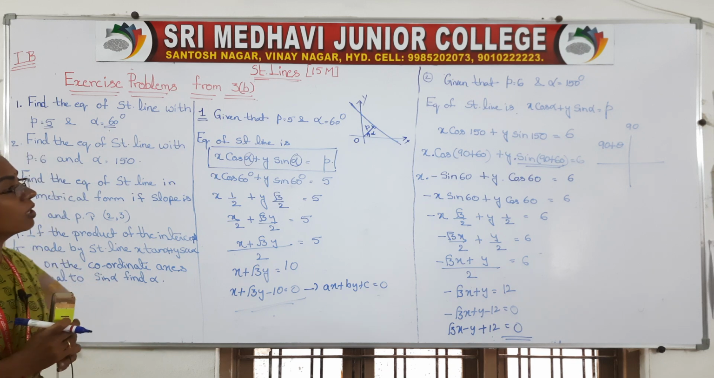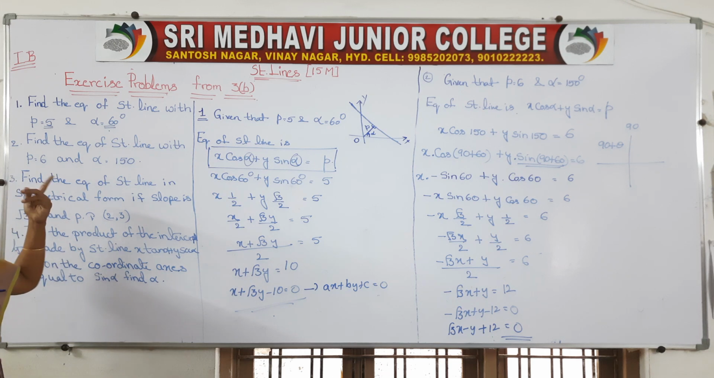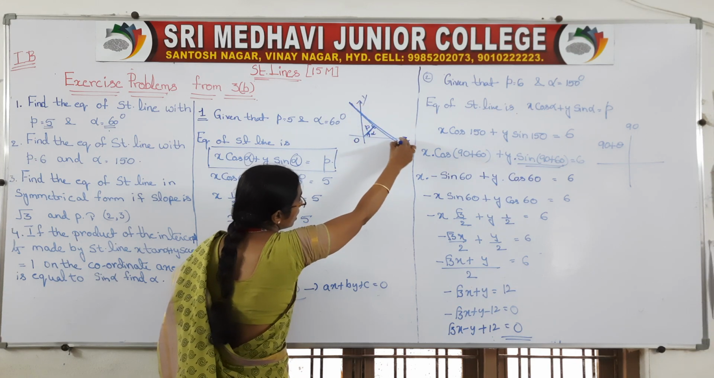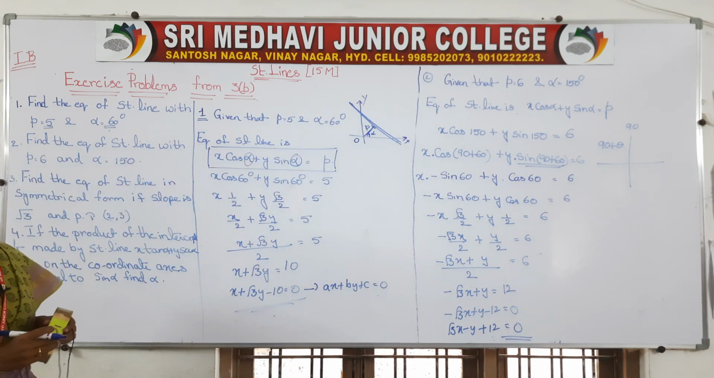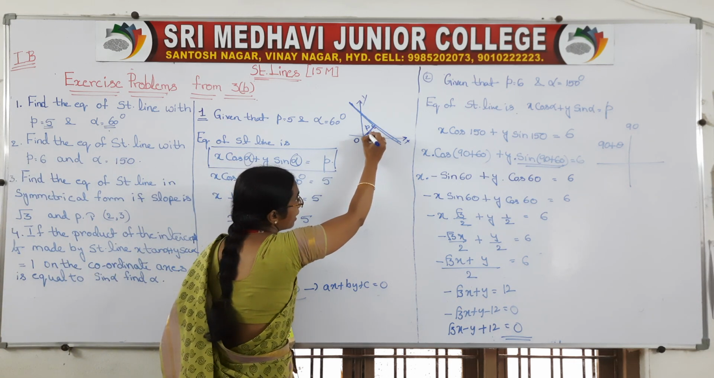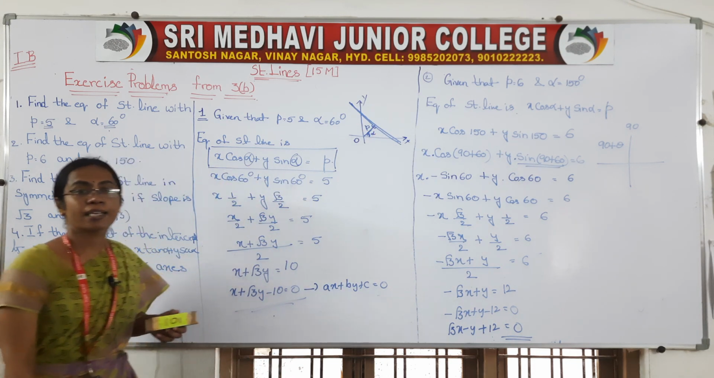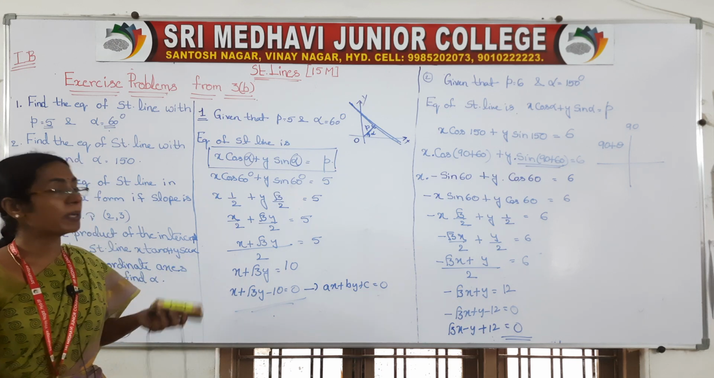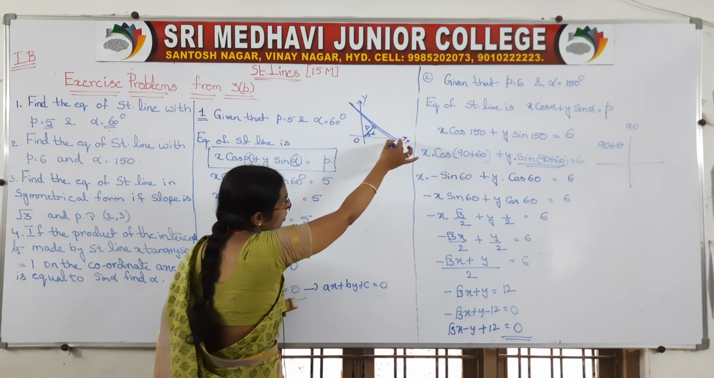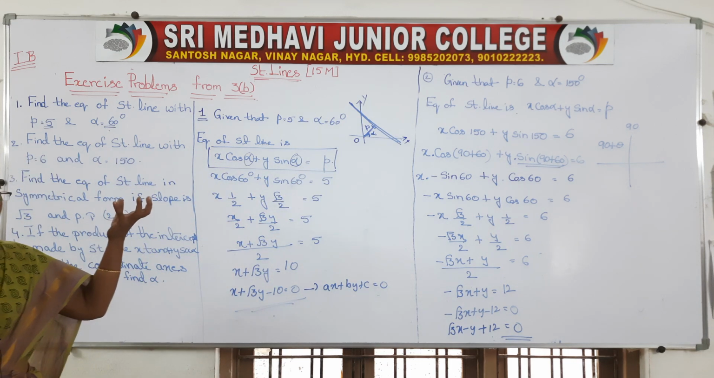So these are the first two problems, right? If you observe, in any question P is given to you, and what is P? P is the perpendicular distance from the origin to the straight line. That is P. And alpha, what is alpha? It is the angle made by a normal ray with the x-axis. What is meant by normal? It means a perpendicular line. This is our line, and this is the perpendicular line to this line. That perpendicular line makes an angle alpha. So this is about the normal form.